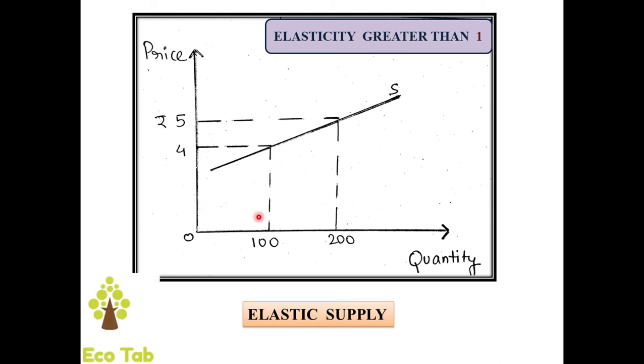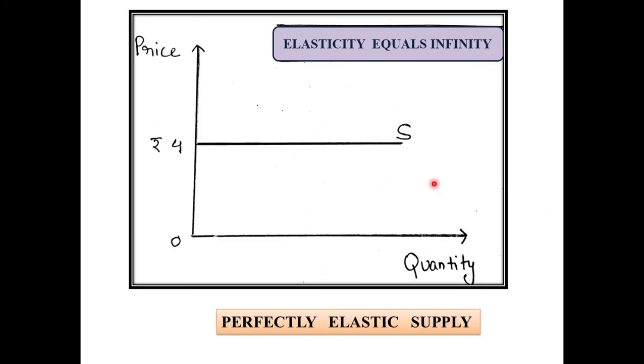Fourth case is elastic supply. The percentage change in quantity supplied is greater than the percentage change in price. Elasticity is greater than 1. You must draw these graphs whenever such a question arises in your exam. Last but not the least, we have perfectly elastic supply. The elasticity equals infinity. There is infinite change in quantity supplied in response to a small change in price.